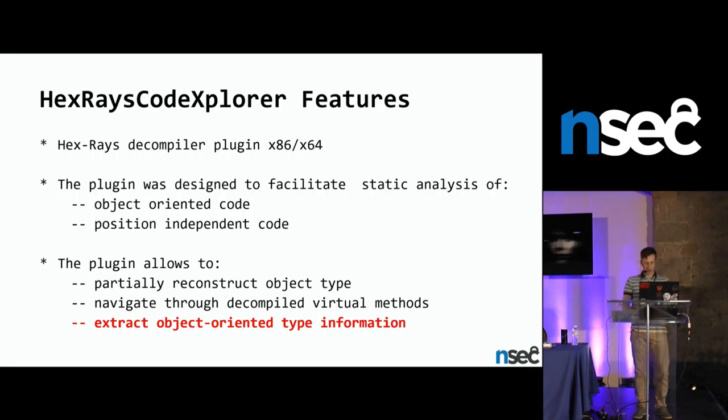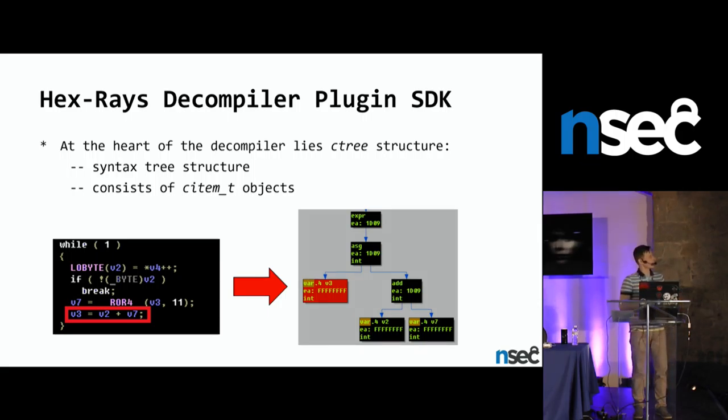from the binary. And right now I'm going to give some low-level information, because the Hex-Rays Code Explorer works with the Hex-Rays Decompiler, which is using the ctree, the intermediate representation of the decompiled routine. And here is the explanation of what ctree actually is. Ctree is an abstract syntax tree which represents the decompilation. For instance, on the left-hand side of the slide, you can see an expression, variable 3 equals variable 2 plus variable 7. And on the right-hand side, you can see how this is actually implemented in our ctree.